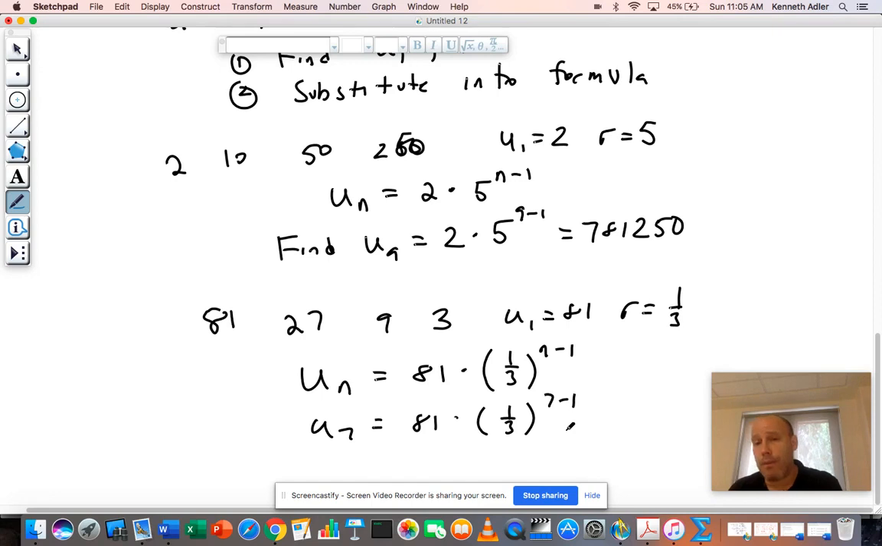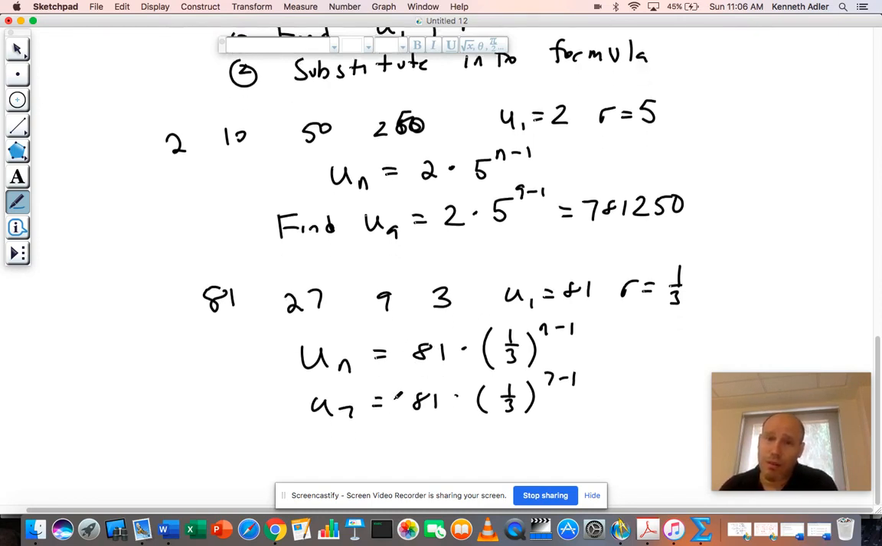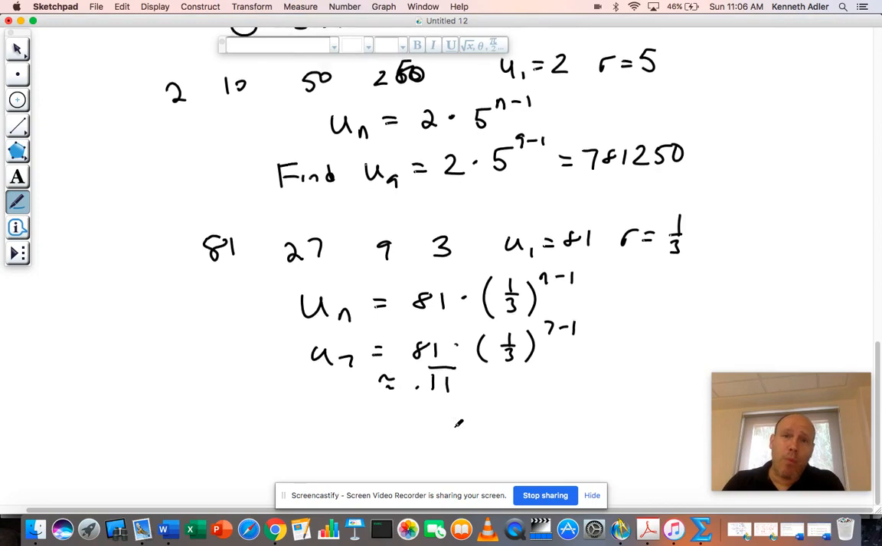Hey Siri, 1/3 to the 6th power times 81. The answer is approximately 0.111111. Good. So it was 1 repeating, and try to figure out what that is. Sometimes they ask as a decimal, sometimes they ask as a fraction. I think I wrote the wrong number down here. Anyway, that's basically it. One last thing.